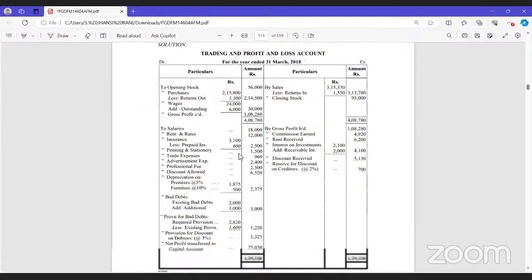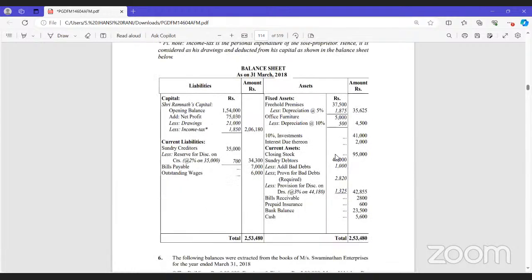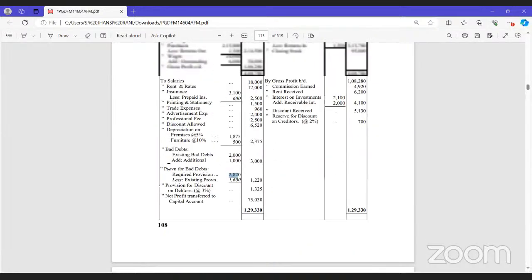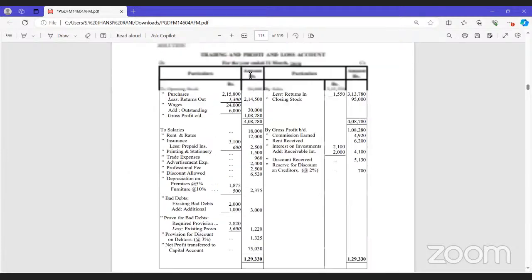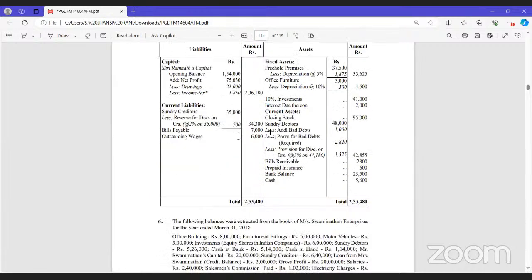Now the new one, how much did we get? 2,820. How did we get 2,820? Because debtors are 48,000 minus 1,000, so you get 47,000. When you write 47,000 into 6%, we will get 2,820. When the old provision is less and the new provision is more, in that case we deduct the existing provision and the difference we write in the amount column. And when you come to the balance sheet, you deduct the new provision. You never touch the old provision in the balance sheet.